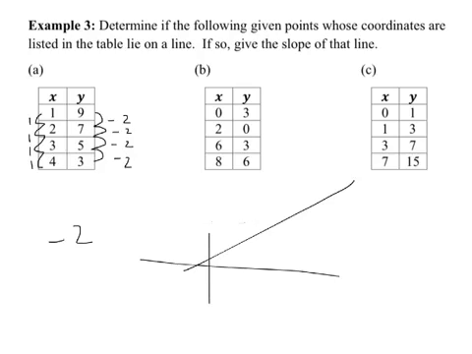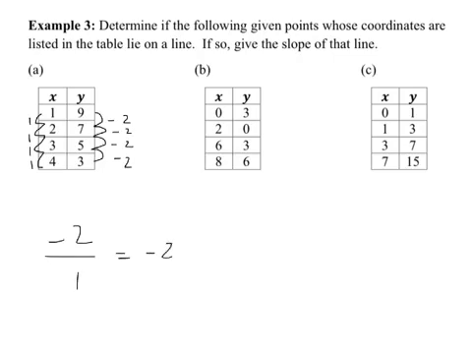For this first one, a lot of you noticed right away that the delta y between all of these coordinates is -2, and the delta x between all of these coordinates is +1. So delta y over delta x is -2/1, or simply -2 for the slope. Very good, Summer. That was the easier one because it was obvious. How about part B?